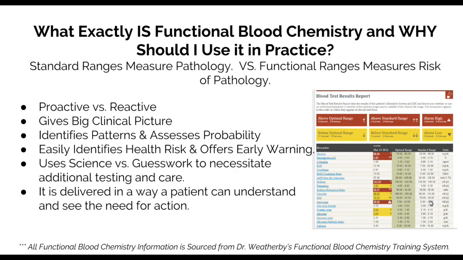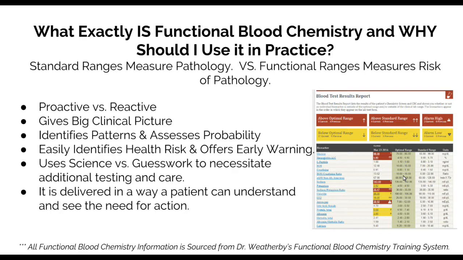It's looking for pathology. Functional blood ranges are measuring function of the systems of the body. We are actually measuring for risk of pathology. So instead of looking in this big bell curve, we're looking at an optimally functional range. So think of it like the sweet spot of the bell curve, okay? We are going to look at a more comprehensive picture because we want to run more blood work than the standard range. We want to see how all of the systems are functioning together. We want to be able to look for patterns, and we want to be able to assess probability of risk.